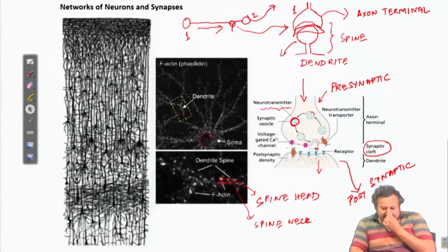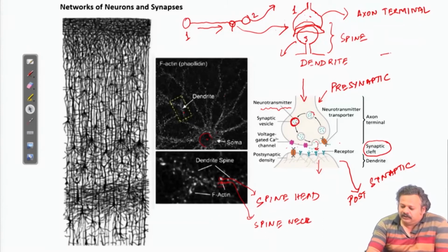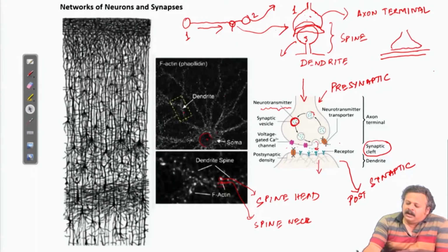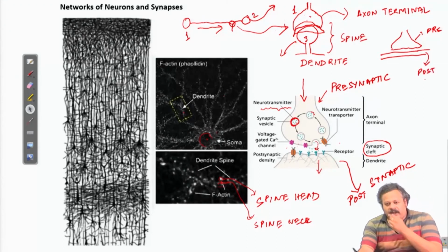So, as I was mentioning, it is not necessary that the synapses have to form on spines, like we have described here and here. The synapses can form directly onto the dendrites. So, if this is the dendritic shaft, then a synapse can form in this manner on the dendrite itself. So, this is the presynaptic side and this is the dendrite of the postsynaptic side. So, there is no spine here.